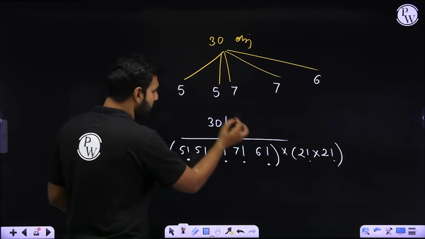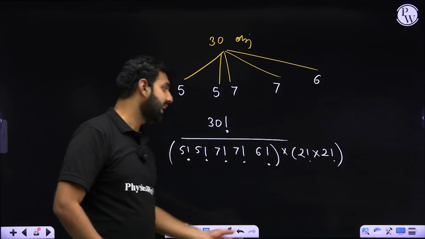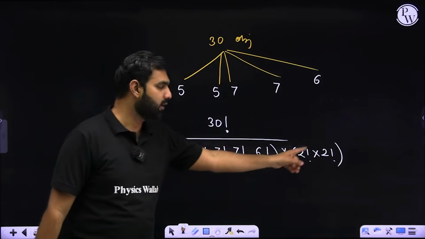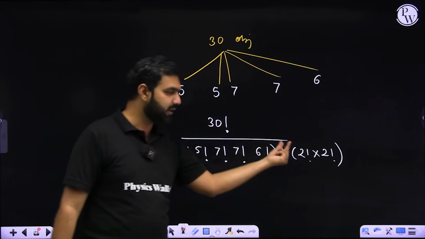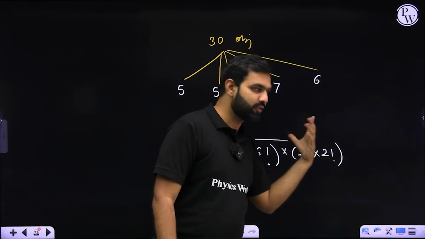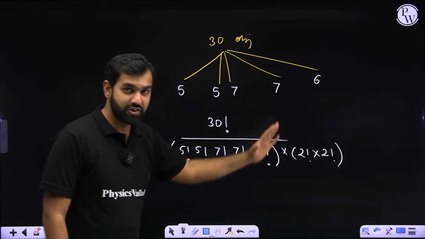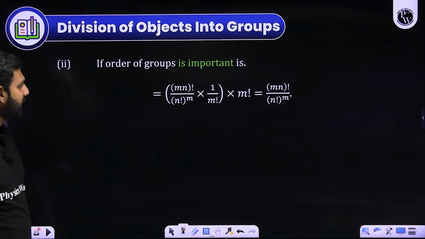So this is all our division, but that extra counting needs to be removed, and that is being done with this 2 factorial and 2 factorial. The size 5 has appeared twice, and this size 7 has also appeared twice, and that's why we are doing it. So are you understanding this division? The same phenomena I'll try and explain to you here.